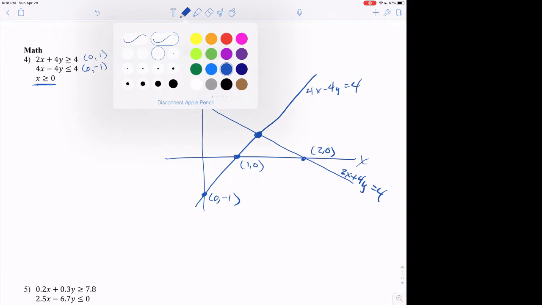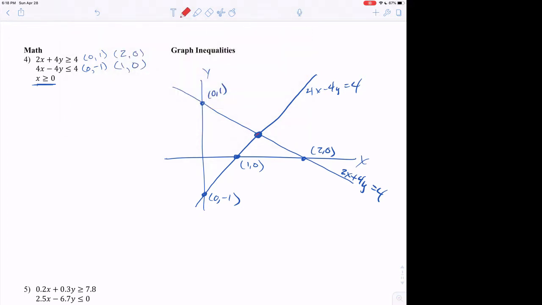So now I need to find this point right here. All right, so what I'm going to do is I'm going to change that. So this is the point I'm trying to find now. All right, so how do I do that? So what I'm going to do is I'm going to say 2x plus 4y equals 4, 4x minus 4y equals 4. And I'm going to add these two. So 6x equals 8. So x equals 8/6. So that's 4/3.